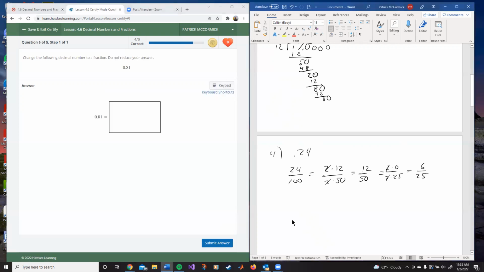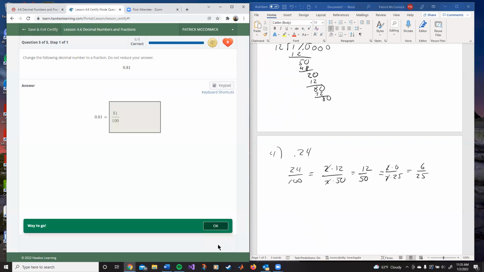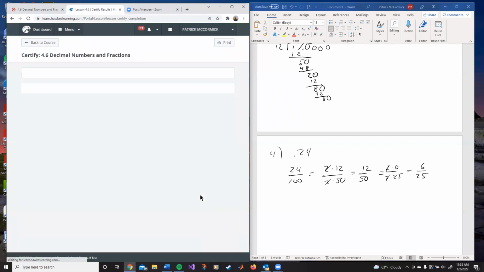All right, last step. Change the following decimal to a fraction. Do not reduce. So this one is 81 hundredths. So that one we can just do straight up. So 81 hundredths. And there we go.